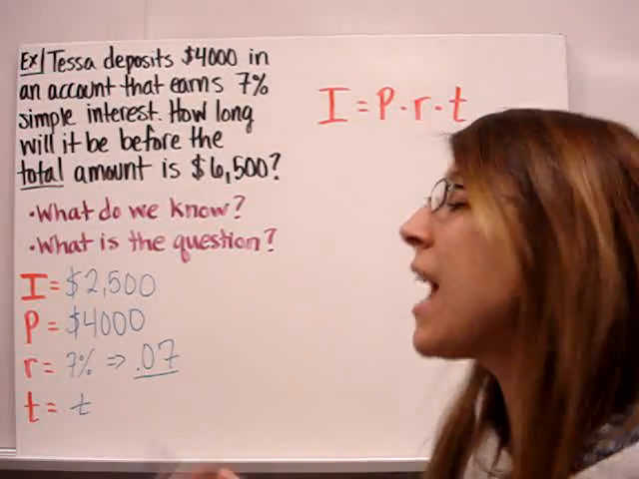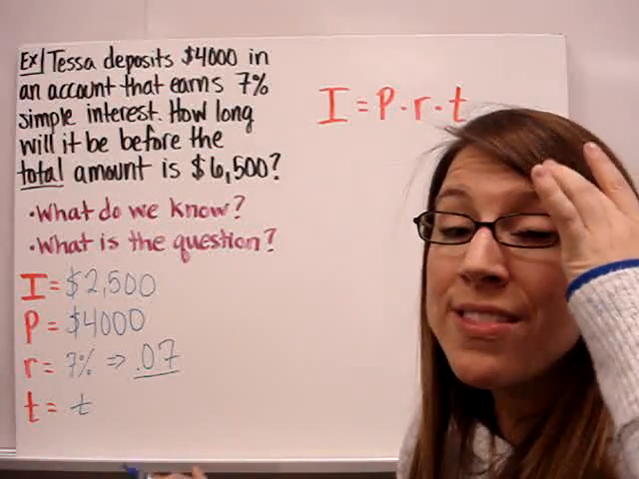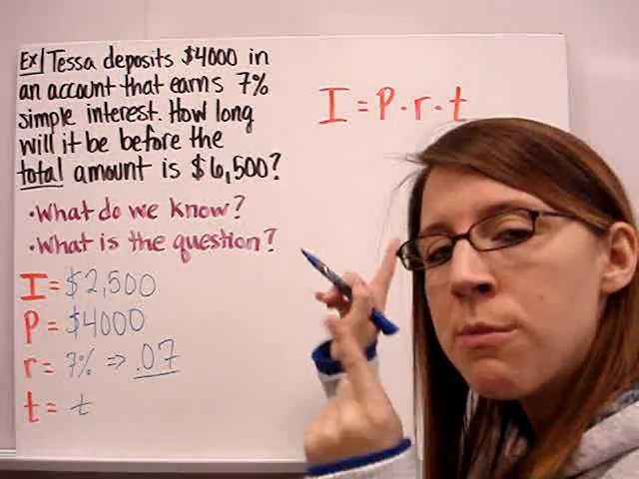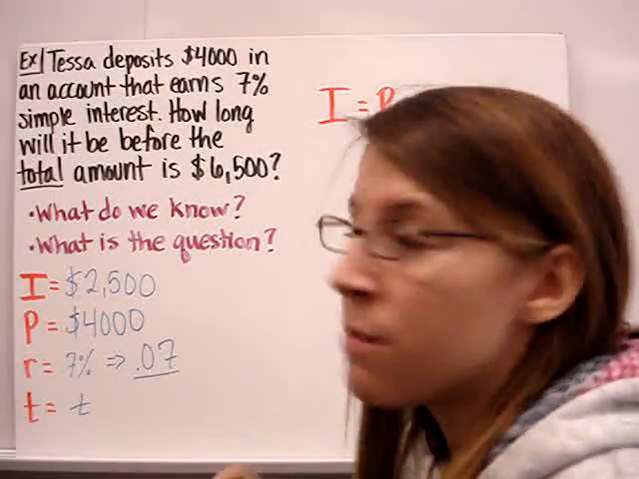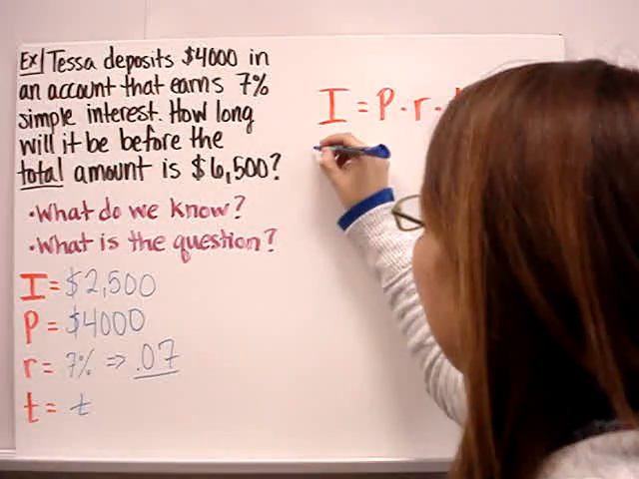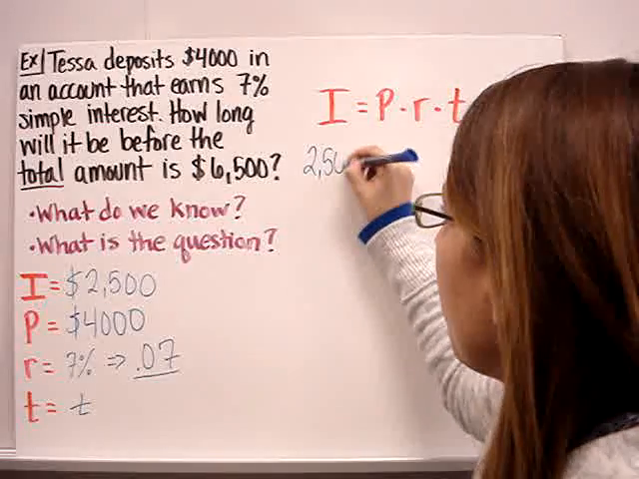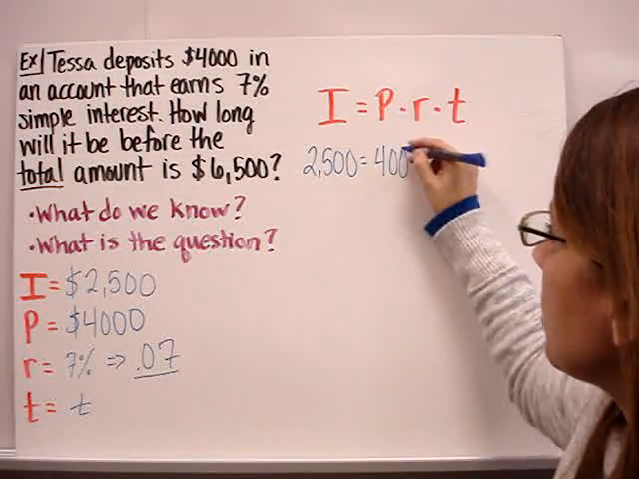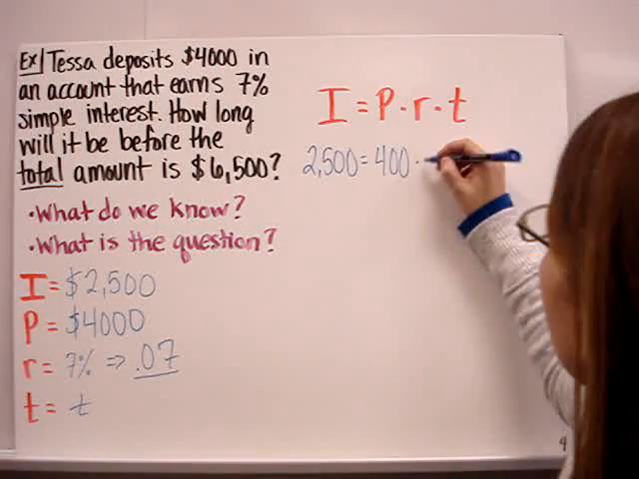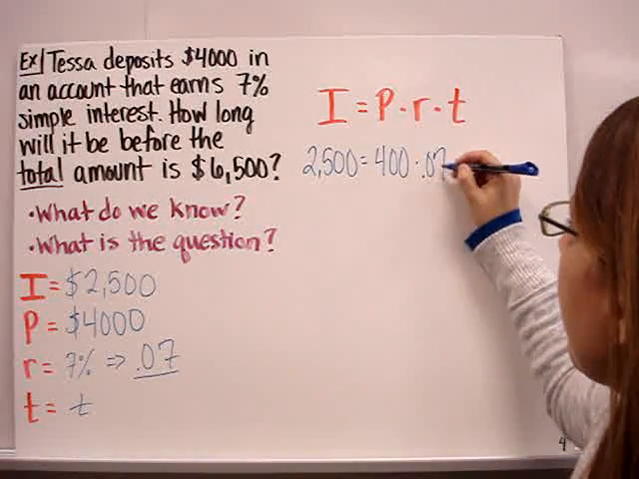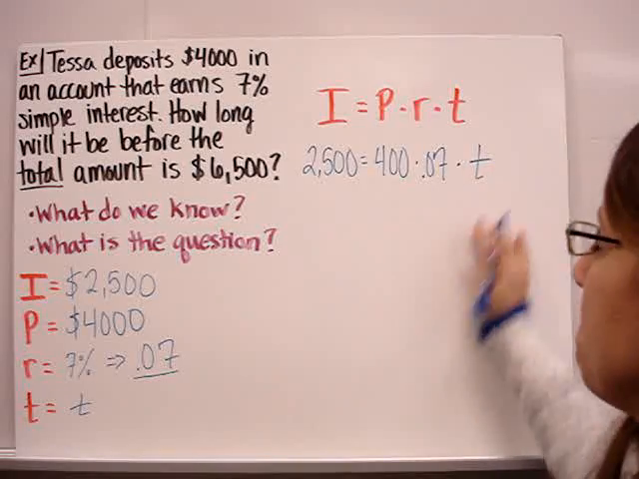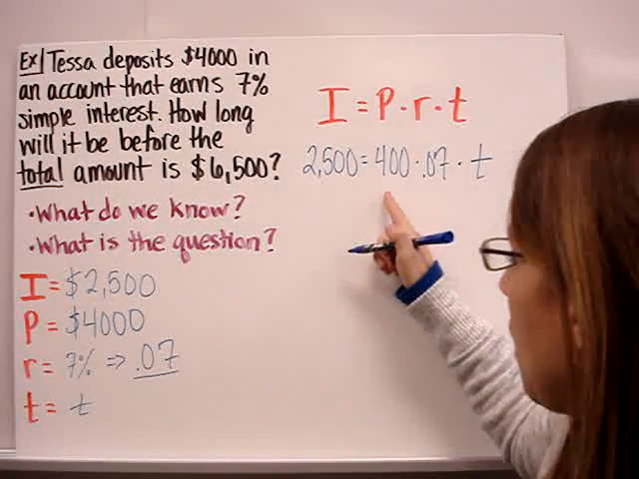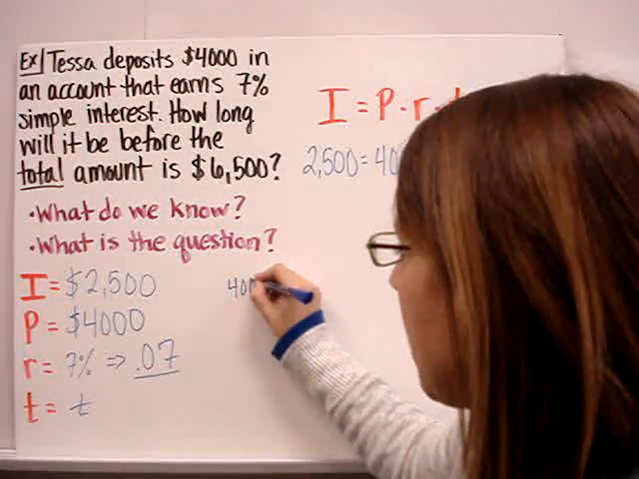So now that I know what I'm working with, and this is such a good way to organize your thoughts to be sure you're ready to use the formula, now I go ahead and plug them in. So I is 2,500 equals P, which is 4,000, times R, which is 0.07 times T. Now, I multiply these two first, and I'm going to come down here and do that quickly.